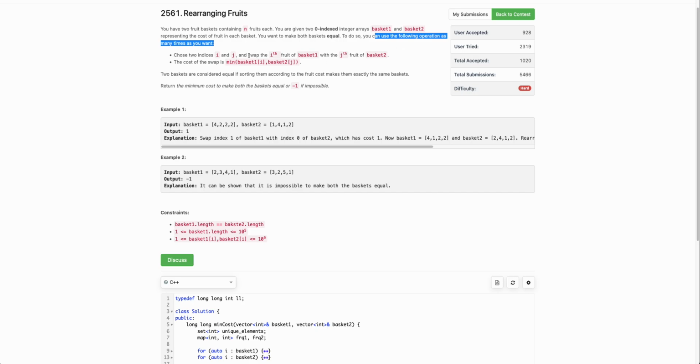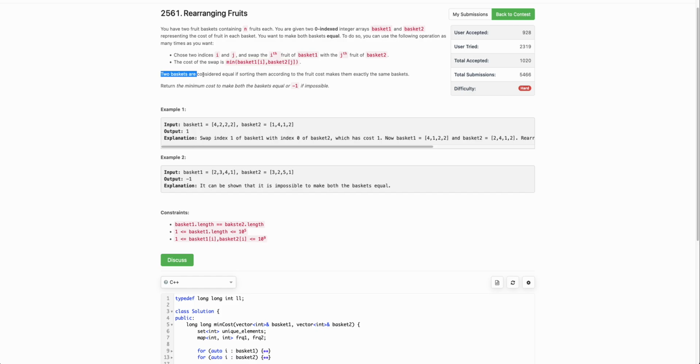The operation is: choose any two indices i and j and swap the ith fruit of basket 1 and the jth fruit of basket 2. In other words, just pick any fruit of basket 1 and swap it with any fruit of basket 2. And the cost of this swap would be the minimum of the costs of the fruits that you have swapped, right?